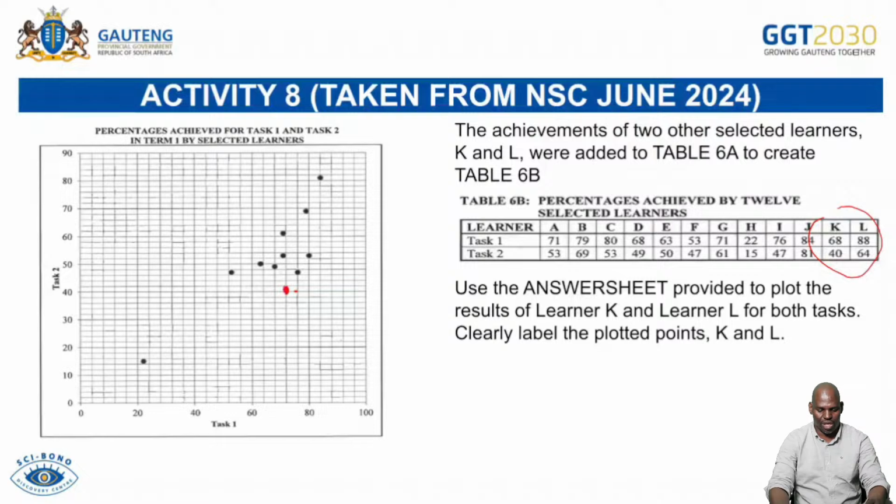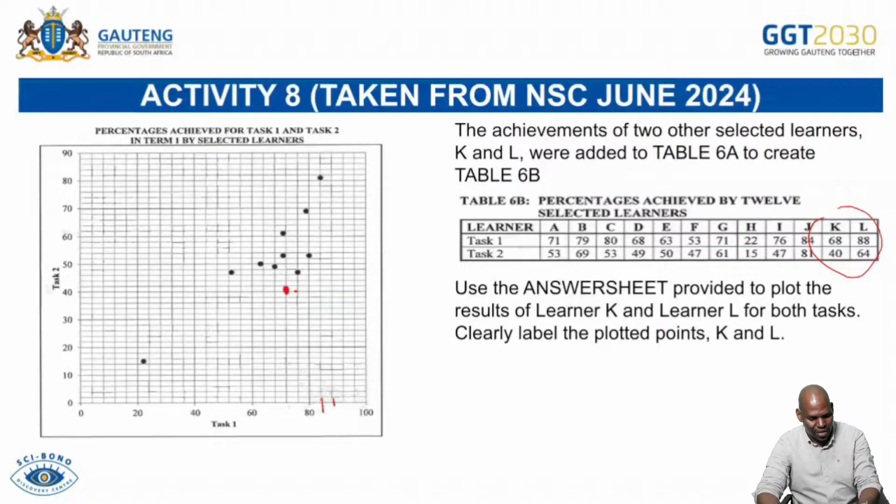And then for L, it's 88. 88 is 1, 2, 3, 4, 5. Remember, between 100 and 80, you get 20. So if you take 20 divided by how many blocks are there between 80 and 100? 1, 2, 3, 4, 5. So if I divide it by 5, I get 4. So it means this is 84, this is 88, this is 92, this is 96, this is 100. So 84, 88, so 88 and 64.